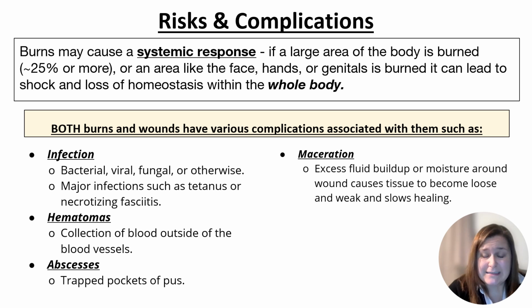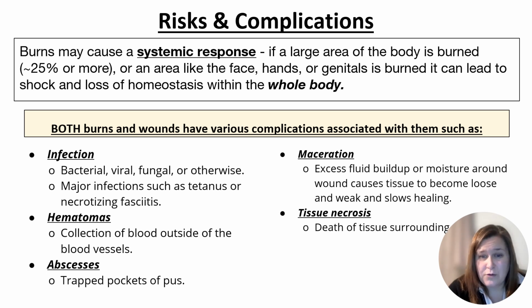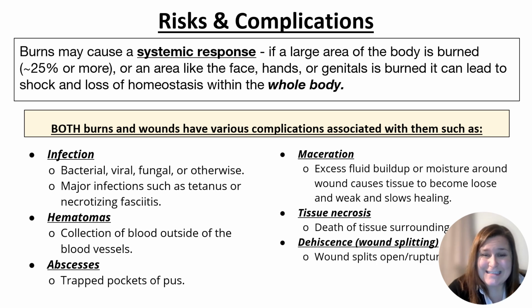This is whenever we get an excess fluid built up or moisture around a wound. It is going to cause the tissue to become loose and weak and slow healing. We can also get tissue necrosis, which is death of the tissue that is surrounding the wound. And we can get dehiscence. This is when the wound actually splits, opens, and ruptures. We can also get edema and serotonin. So this is when we're going to have fluid build up within or around the wound, causing more.